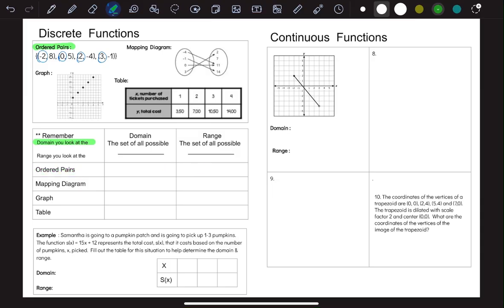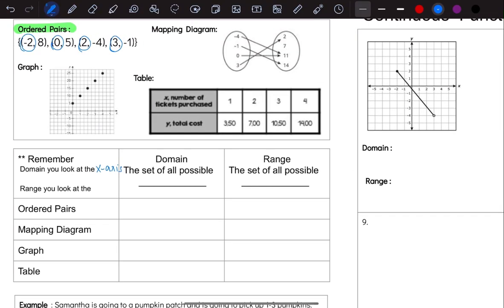Remember, for the domain, you have to look at the x-axis. And for the range, you have to look at the y-axis. Domain is a set of all possible x values, and the range is a set of all possible y values. So in the ordered pair, our x values are -2, 0, 2, and 3. And remember, we have to write those from least to greatest.